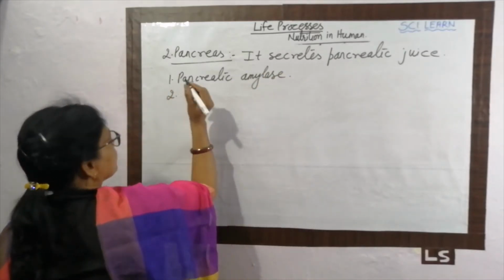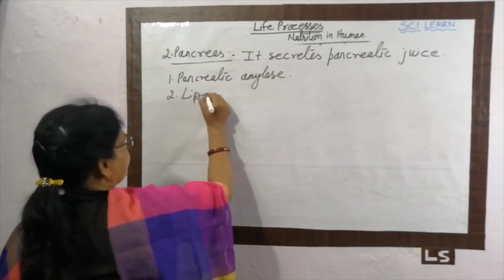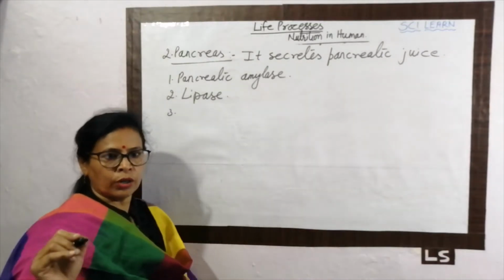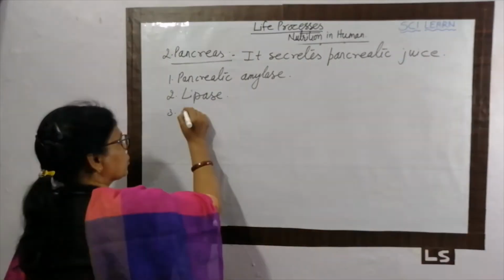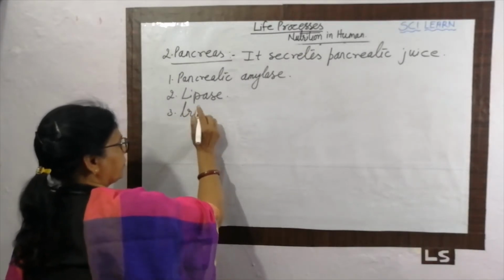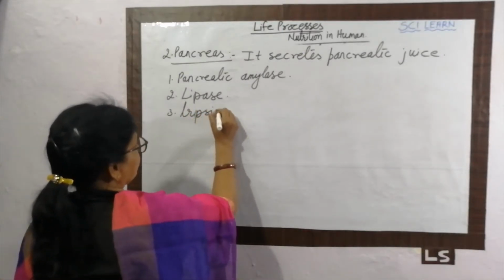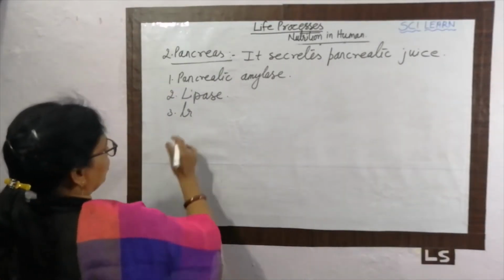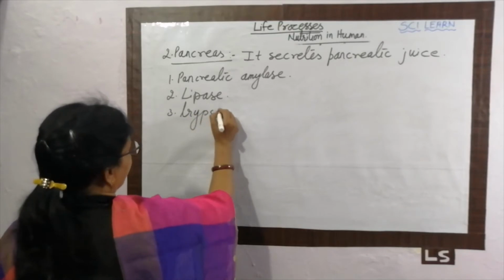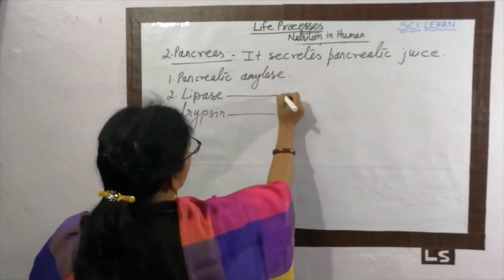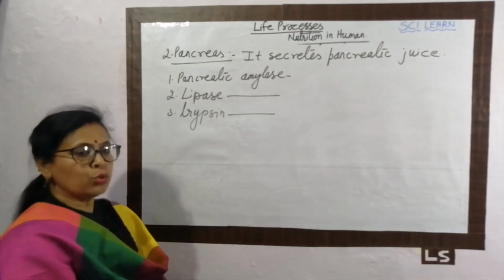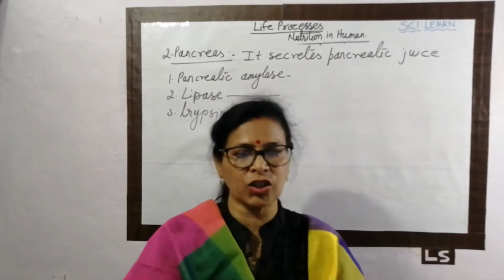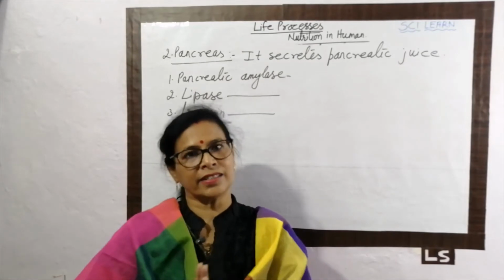Second is called lipase, and third is called trypsin. Okay, the three substances are present in pancreatic juice. And the three substances present means they have to perform three functions.